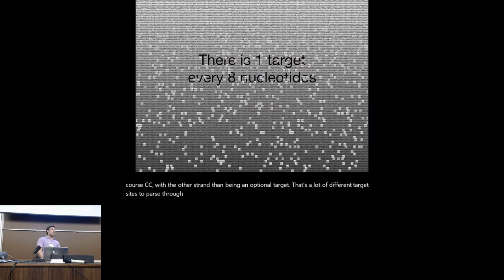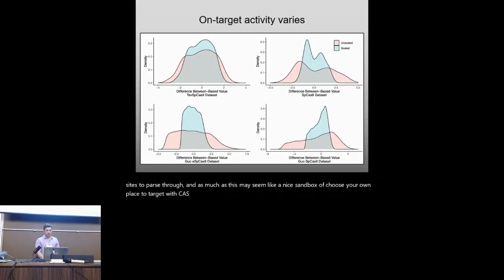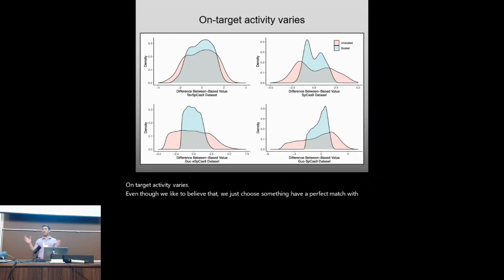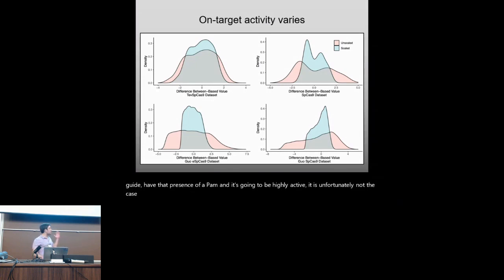And as much as this may seem like a nice sandbox of choose your own place to target with Cas9, unfortunately, on-target activity varies. Even though we like to believe that we just choose something, have a perfect match with the guide, have that presence of a PAM, and it's going to be highly active, it is unfortunately not the case. And we can see this across these 4 different data sets in different bacteria.